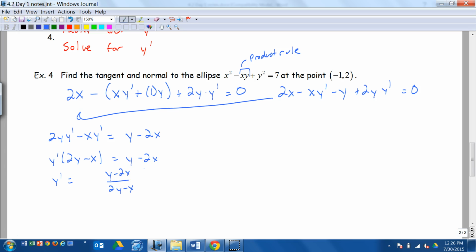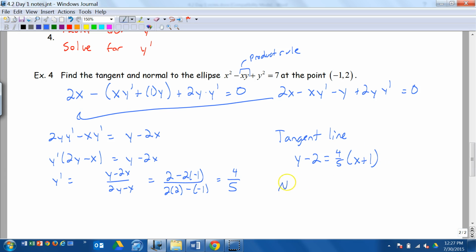So that's the slope. However, we want to know what the slope is at the point -1, 2. So now I'm going to plug in values for those, which is equal to 2 minus 2 times -1, all over 2 times 2 minus a -1. So 2 plus 2 is 4 on top. 4 minus a negative 1 is 5. So the slope of the tangent is 4/5. So the equation for the tangent line is y minus 2 equals 4/5 times x plus 1.